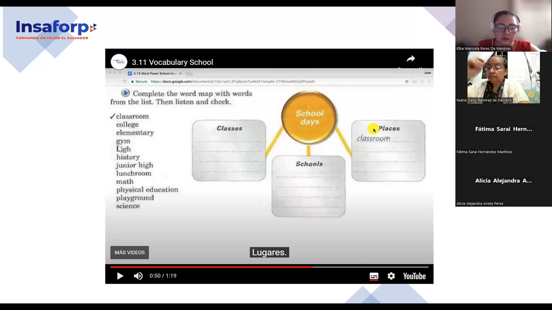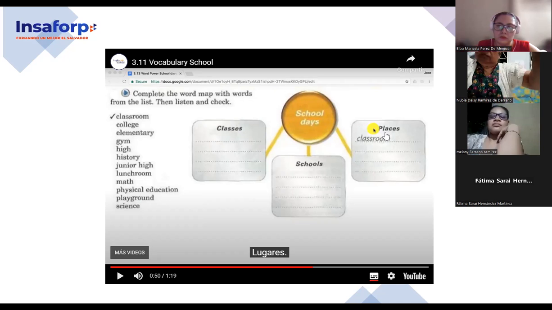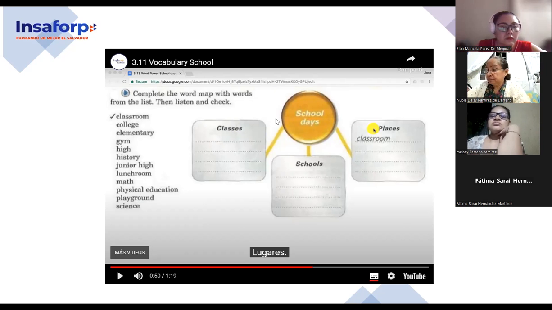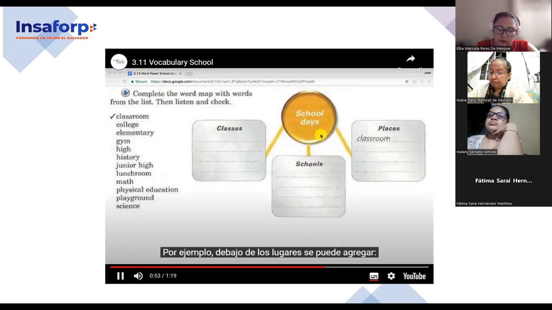So then you can categorize this vocabulary here in these spaces, if you see, right? For example, classroom, we have it here in places. What else do we have in places? Oh, we have a playground, right? So playground, you need to write it. Okay, so my recommendation is write it down in your notebook the same way you have it here. So then you can write the vocabulary according to the place it goes. For example, under places, you can add classroom.